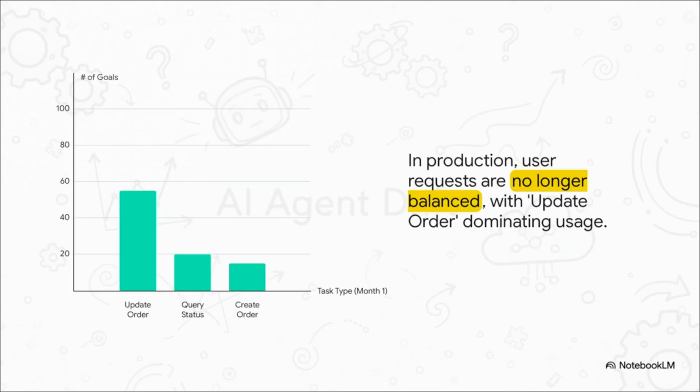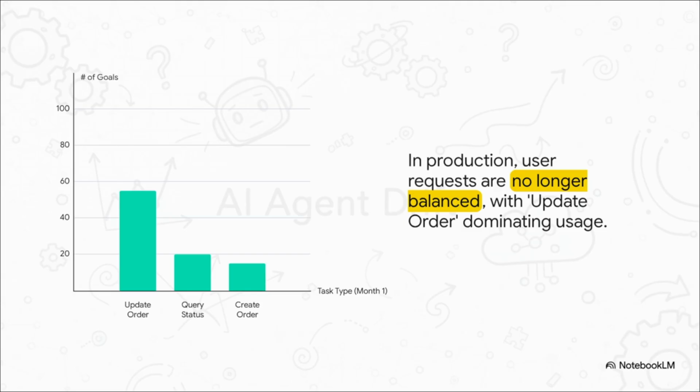And this chart just makes it crystal clear. Our perfect balanced evaluation world on the left looks nothing like the real world on the right. In production, one specific lower performing task started to completely take over.